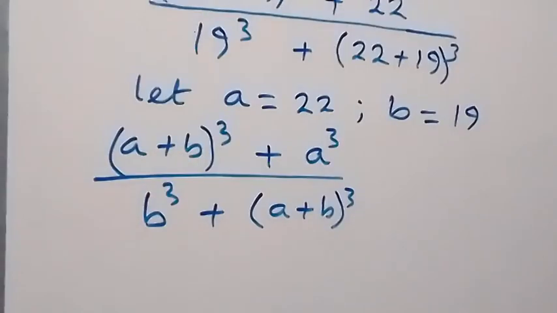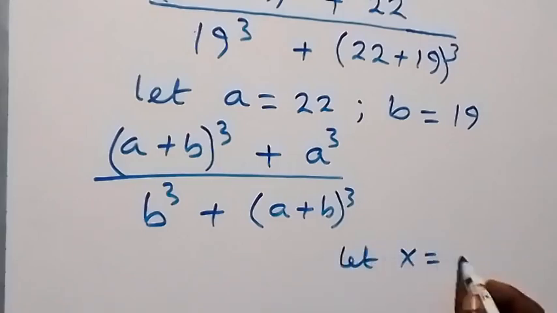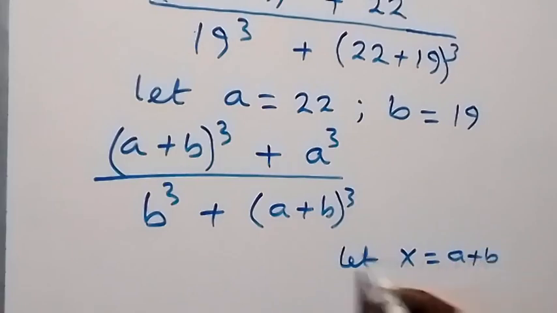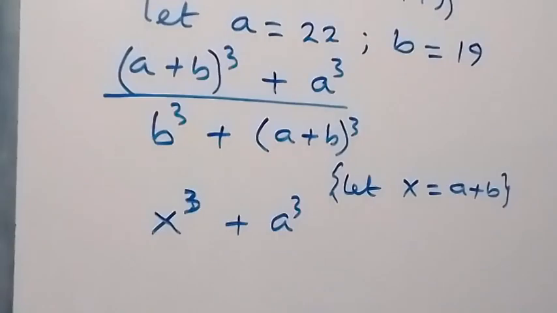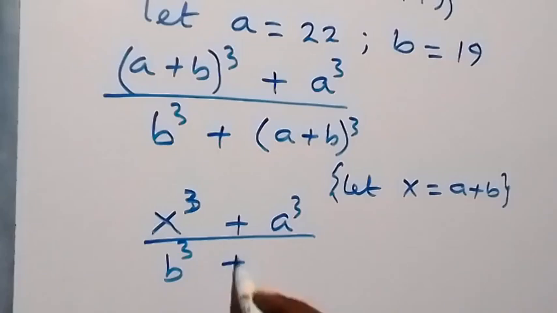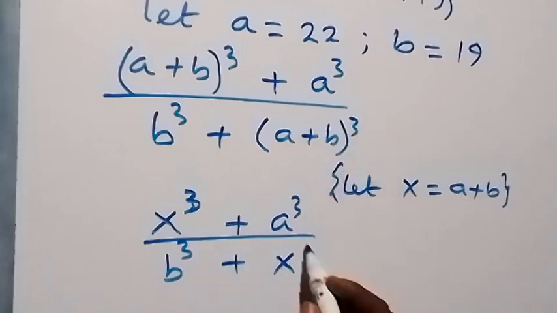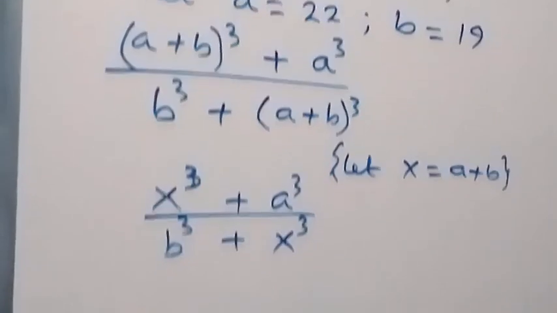Now also for simpler work here, let's represent A plus B with a letter. So let X be equal to A plus B. And from here, this can be written as X raised to power 3, then plus A raised to power 3, then divided by B raised to power 3, then plus, also here X raised to power 3.